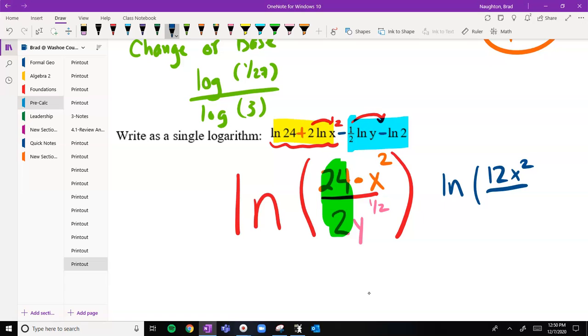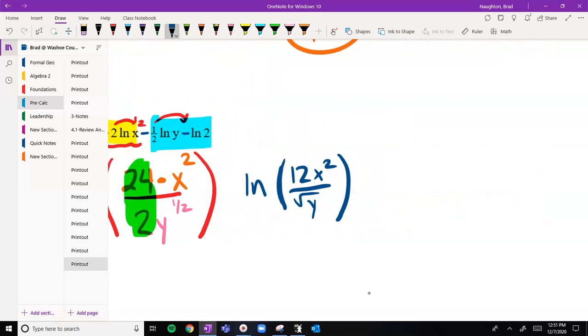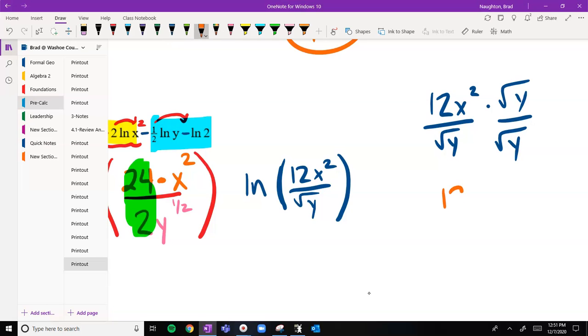And then anything to the 1/2 power is just going to be root y. Now, that's what your answer key says. I'm not a huge fan of leaving this as a root y because I still believe that you can't have radicals in your denominator. So if it was me, I would rationalize this. So root y, so I would multiply the top by root y and the bottom by root y. So this would be 12x squared root y over y, and that would be my ln.